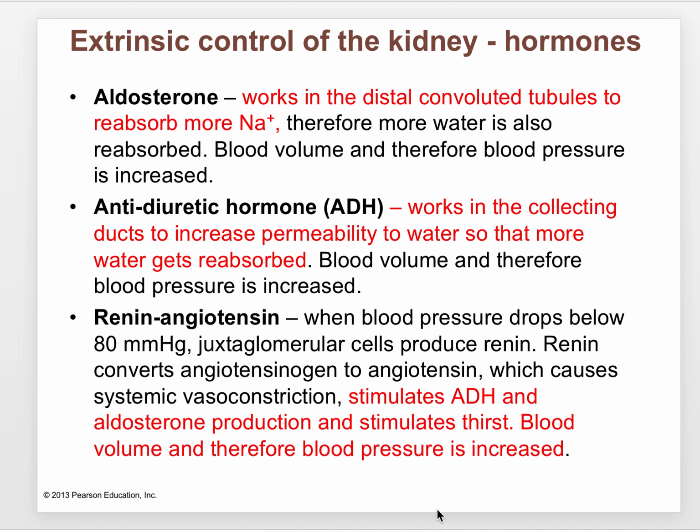Now I mentioned there's extrinsic control of the kidney. This is typically when blood pressure goes below 80 millimeters of mercury. And there are hormones that act on the kidney that influence the regulation and reabsorption of water and sodium. We've talked about this before when we talked about the endocrinology section. There's aldosterone, which works in the distal convoluted tubules to reabsorb more sodium.